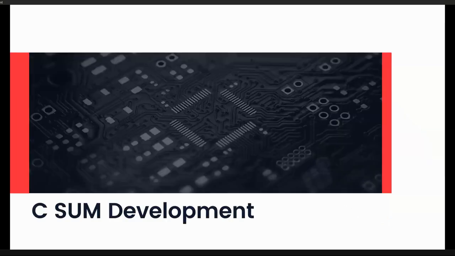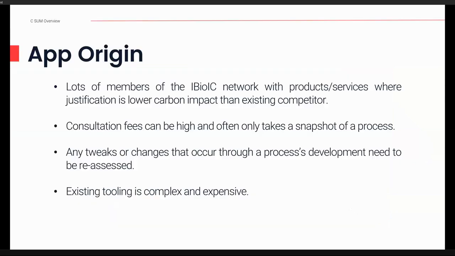So let's talk about what we did for CSUM specifically. As Ian discussed earlier, part of where it came from is there's a lot of people, particularly in the IBioIC network, where their product or service has a justification that's got a lower carbon impact than existing competitors. It can be quite tricky to demonstrate that. So one way to go is to get external consultants to review your process. That can be expensive, and you basically end up with a snapshot of your process.